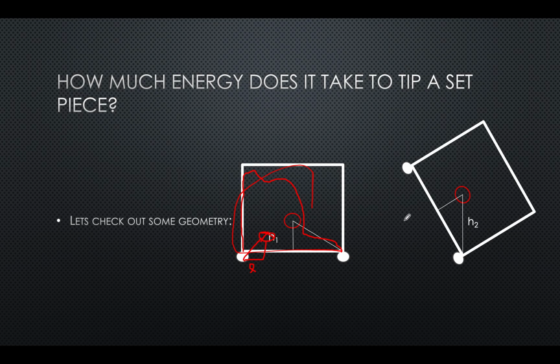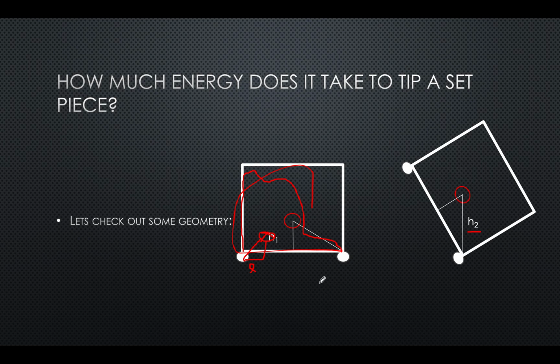So what does it take to tip something? Well, in order to tip something, the center of mass has to move above the tipping point. At this point, we have what we refer to as an unstable system, and any more change in the system will result in a tip. So we're going to call this H2, the distance such that the center of mass is above the tipping point.